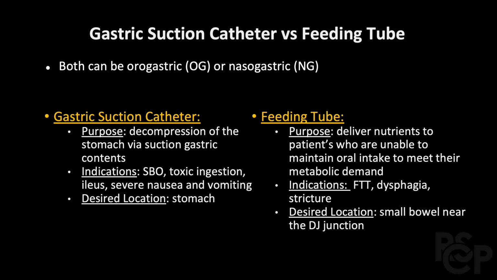A feeding tube is used to deliver nutrients to patients who are unable to maintain their oral intake to meet their metabolic demand. Indications for this are failure to thrive, or if they have dysphagia, so it's a little bit harder for them to swallow food, or stricture for the same reasons. The desired location for this is actually post-pyloric. So it's in the small bowel with the goal of being near the duodenojejunal junction, and this is so that it decreases the risk of aspiration.